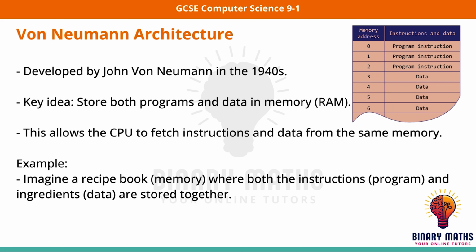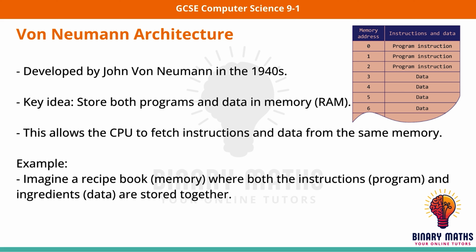Now, let's talk about something called von Neumann architecture. This is a design for computers that was developed by a scientist named John von Neumann in the 1940s. Before this, computers couldn't store programs. They had to be manually input every time, which was really slow and inefficient. Von Neumann's big idea was to store both the program instructions and the data in the same memory. This means the CPU can fetch instructions and data from memory, process them, and then store the results back in memory.